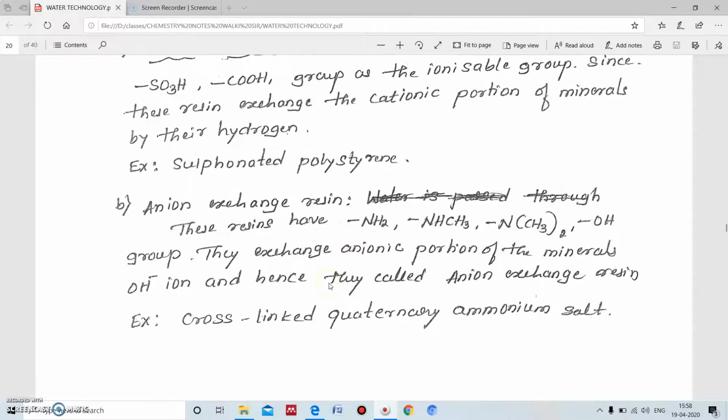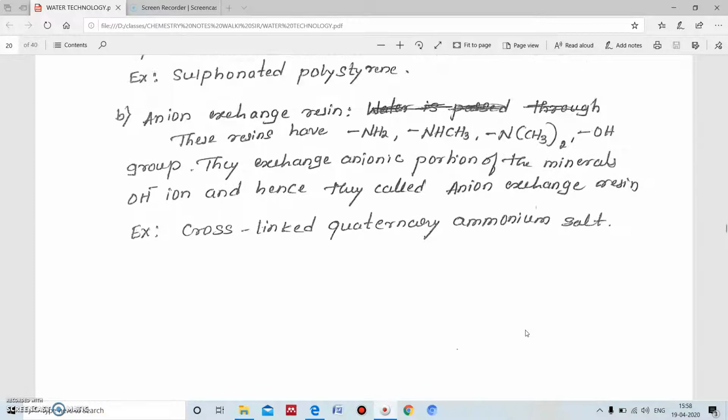Next is the anion exchange resin. These are resins which have NH2, NHCH3 and N(CH3)2 OH groups, so that they exchange the anionic portion of the minerals with OH- ions. They donate the OH- ion to the water and accept the anions present in the water. Examples of anion exchange resins are cross-linked quaternary ammonium salts.